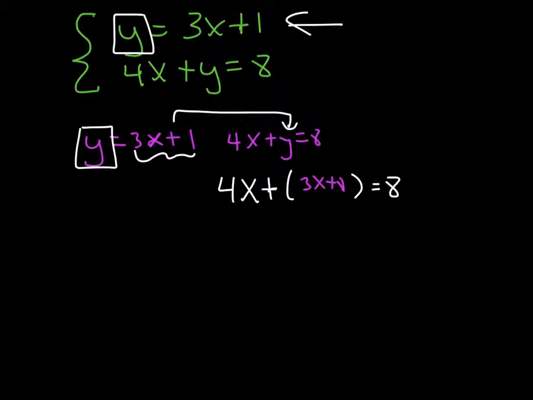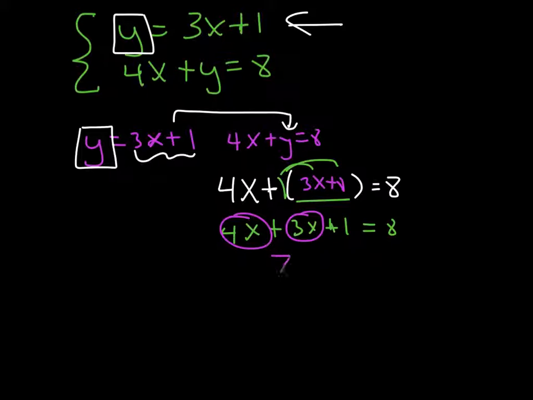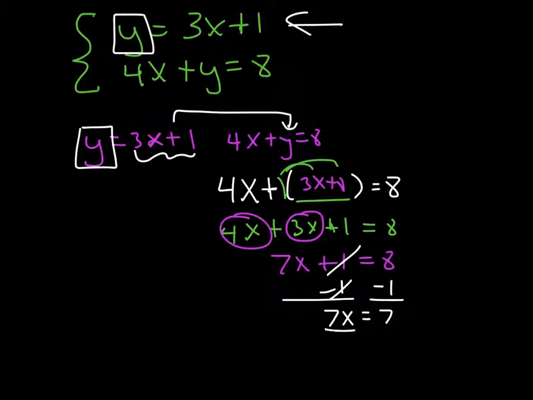Now there is an understood 1 in front of here. So 1 times this entire thing is just itself. So 1 times 3x is 3x, 1 times 1 is 1. So when I write this out, I get 4x plus 3x plus 1 equals 8. Now I'm on the same side, so I'm going to combine like terms. So 4x plus 3x is 7x plus 1 equals 8. I'm then going to subtract 1 from both sides. The ones cancel. I'm left with 7x equals 7. When I divide both sides by 7, I get x equals 1.